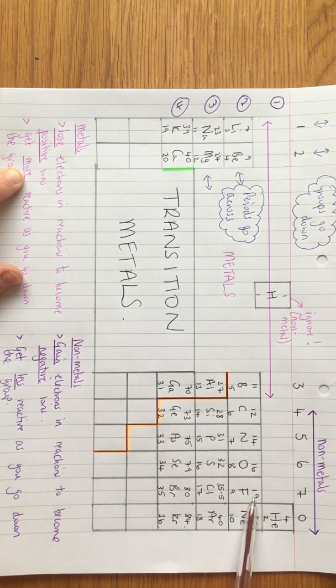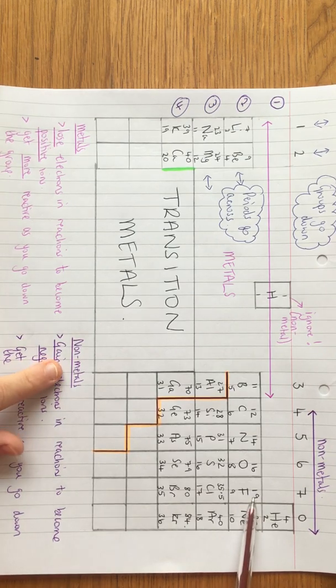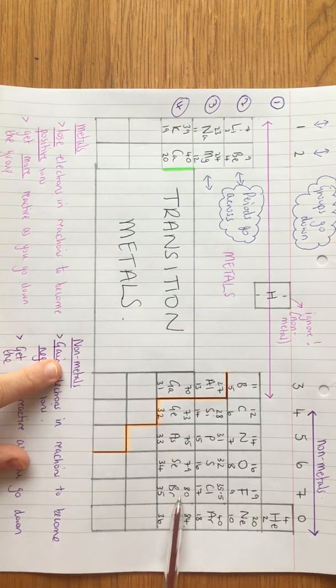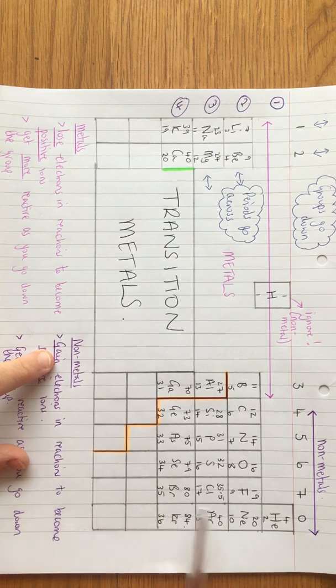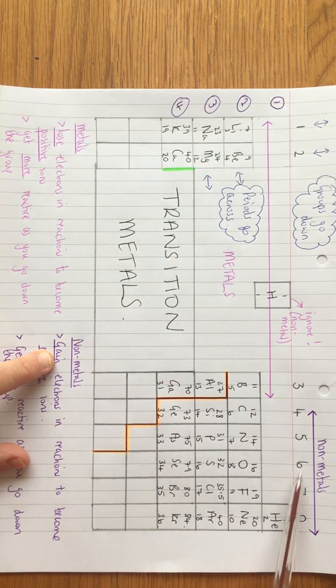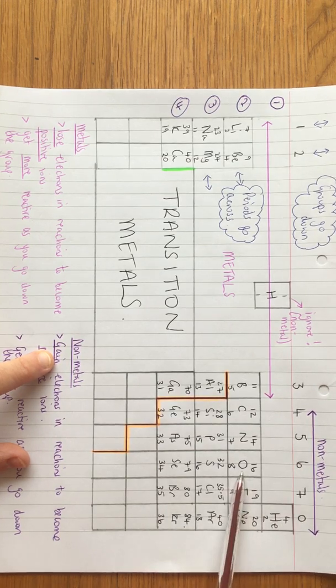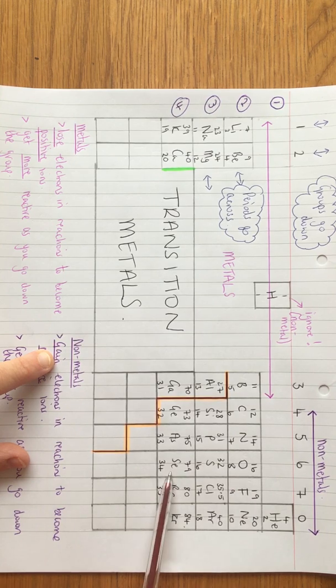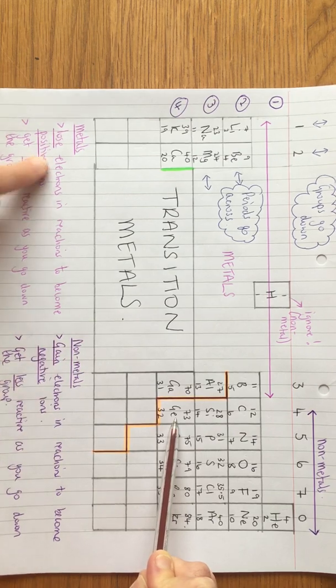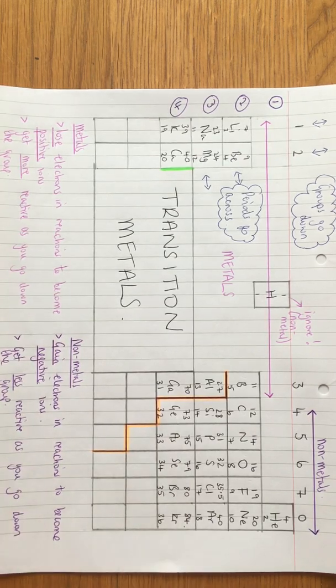However, if we went over to group 7, these are non-metals. So as we go down the group, they get less reactive. So the least reactive would be bromine, and the most reactive would be fluorine. In group 6, the most reactive would be oxygen and the least reactive would be at the bottom. So these are just points to make a note of.